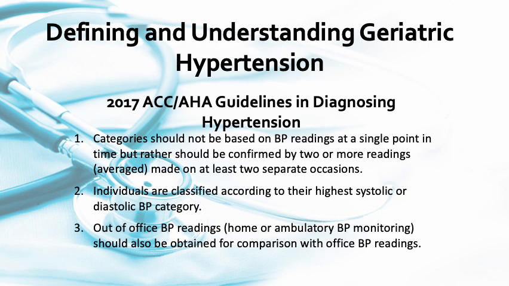These categories should not be based on blood pressure reading at a single point in time, but rather should be confirmed by 2 or more readings, getting the average, made on at least 2 separate occasions. Individuals are classified according to their highest systolic or diastolic blood pressure category. Out-of-office blood pressure readings, like in the home or ambulatory blood pressure monitoring, should also be obtained for comparison with office blood pressure readings.